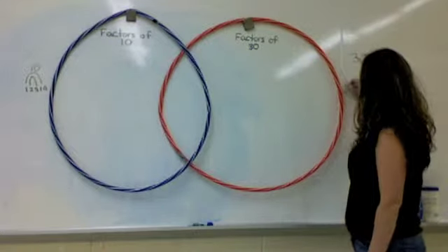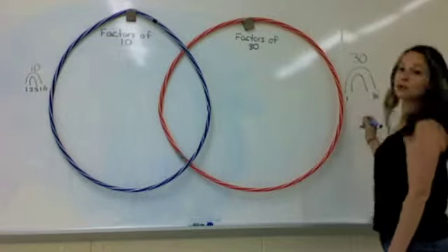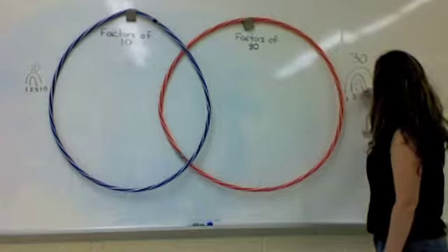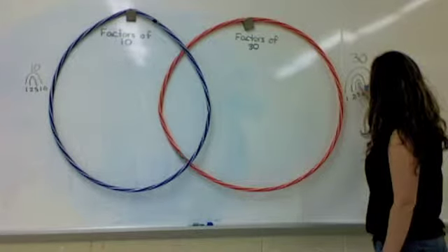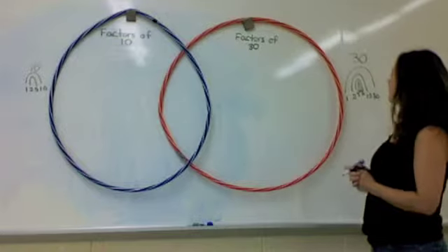Over here, we're going to list the factors of 30. If I do a factor rainbow, I have 1 and 30, 2 and 15, 3 and 10, and in here we're going to have 5 and 6. And I squished that in a little small there.